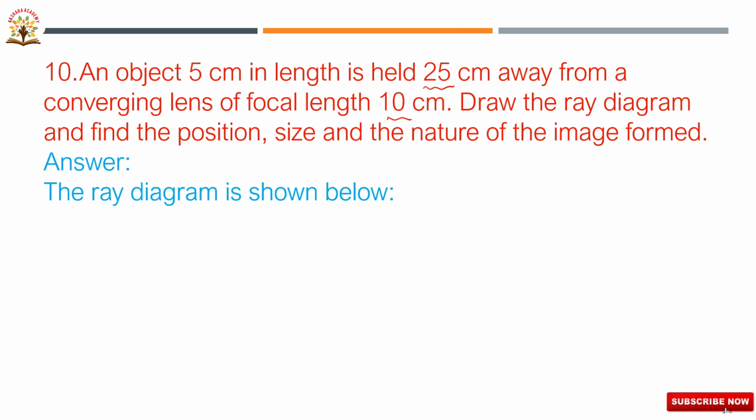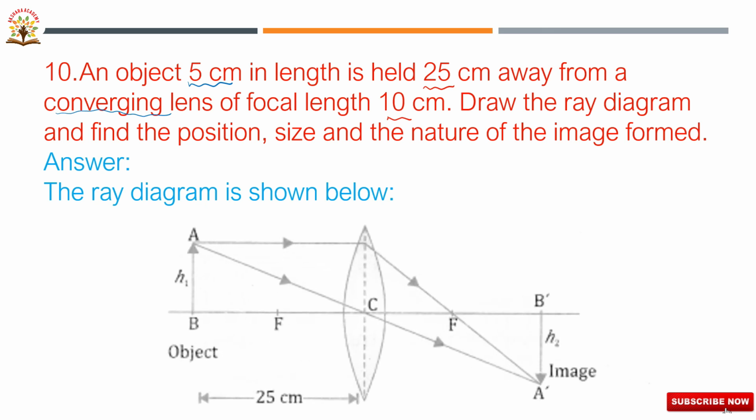Now here in this question they have given an object length of 5 centimeter, held 25 centimeter away from the converging lens, nothing but a convex lens, of focal length 10 centimeter. We have to draw a ray diagram. Now let us see the ray diagram. This is the ray diagram, and we are taking the convex lens which is held in between the object and the image.